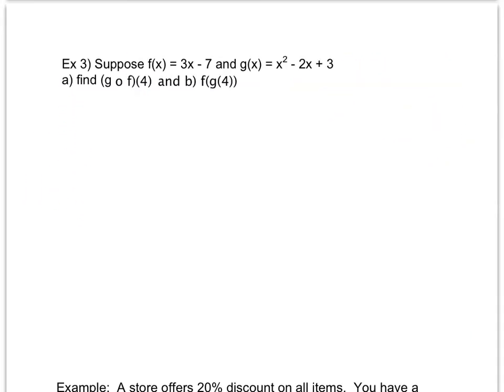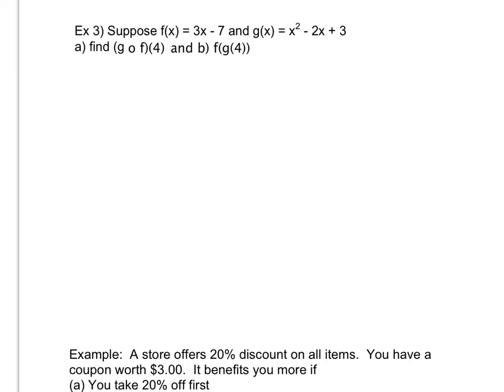Looking at the third, suppose f of x is 3x minus 7. g of x is x squared minus 2x plus 3. So the first thing I'm going to find is g of f of 4, or g following f of 4. So I'm going to leave the g, f of 4, putting it in a notation with parentheses. That's a little bit more familiar to me because that's order of operations.